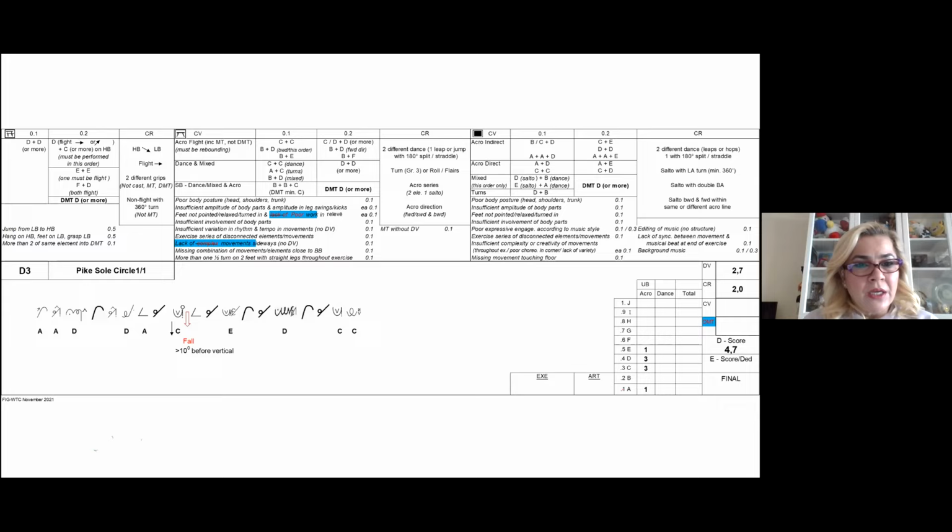Oops. What's this? I don't know where these red lines came from, but let's ignore. We have the Jaeger in the beginning, which is D, and then we have the Pak Salto D. And here we have also a sensitive or special case, but it's not new. The pike sole circle to handstand with full turn.